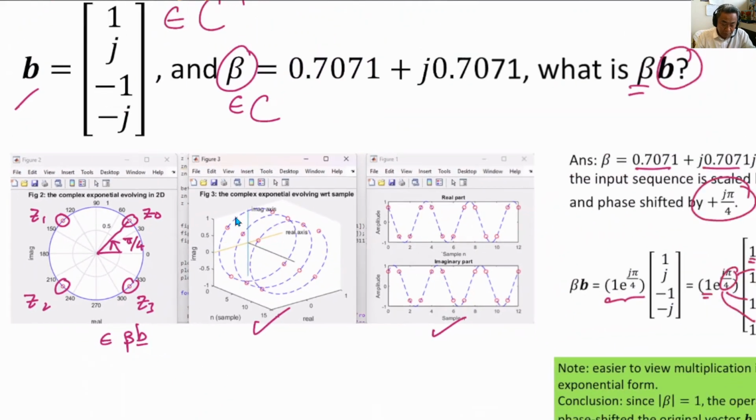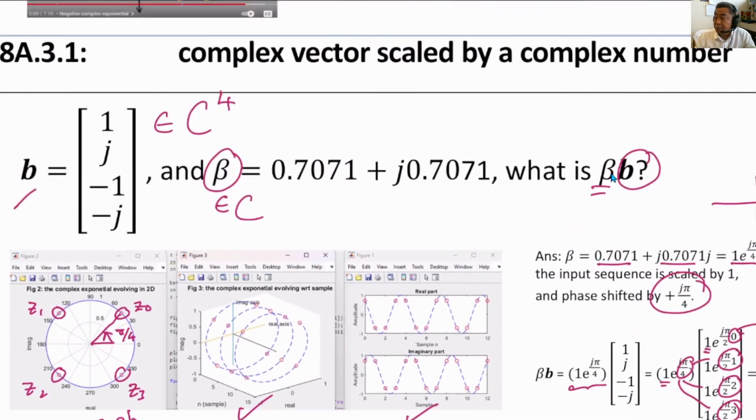So your interpretation now of beta times b is very clear. We change the original vector b by some modulus of beta as well as some angle of beta. Okay, that's it. And this will be very useful as we explore DFT later on.